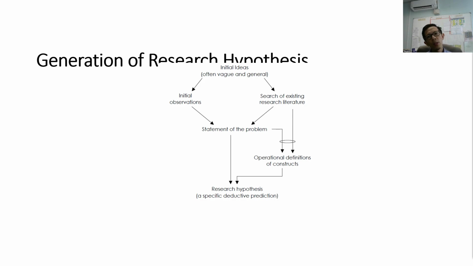How to generate a research hypothesis? Okay, you get these initial ideas, which are often vague and general, and you go and do some observations, and at the same time you search the existing research literature, and then you come up with a statement of the problem, and then you proceed with the research hypothesis. At the same time, you can develop some operational definitions of constructs, which in the end, both of them will lead to the research hypothesis.